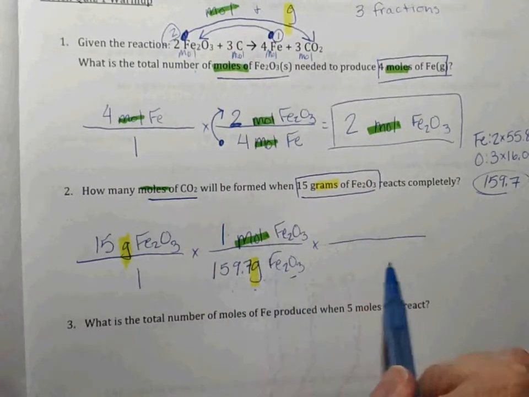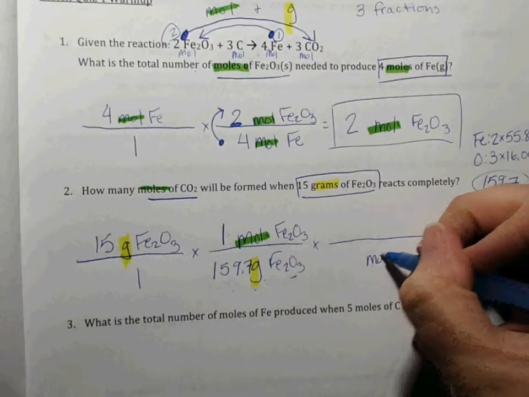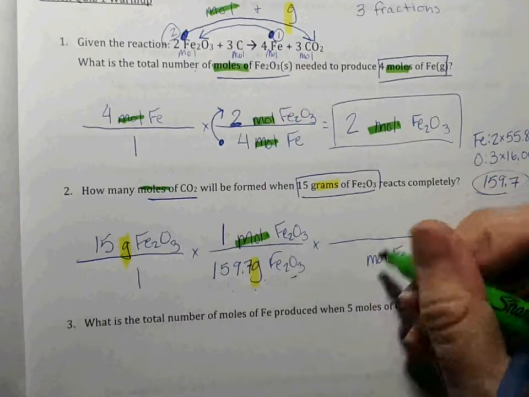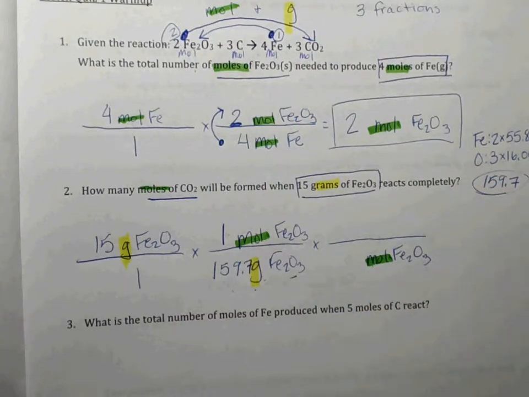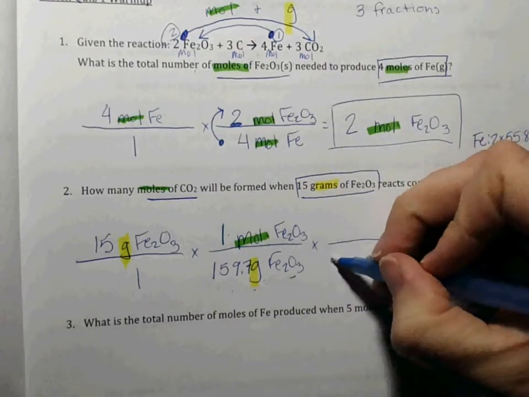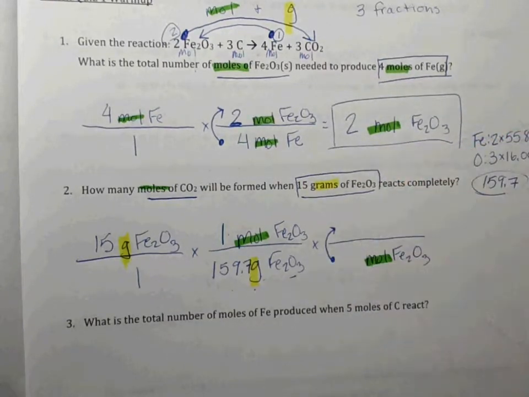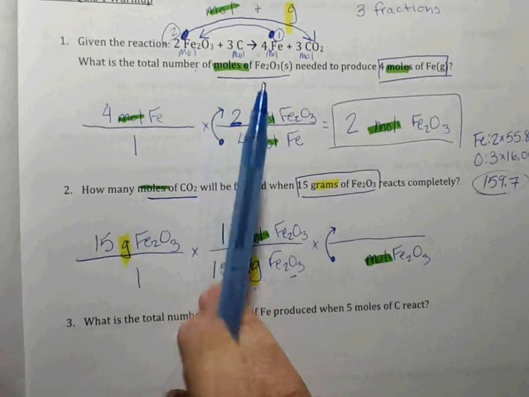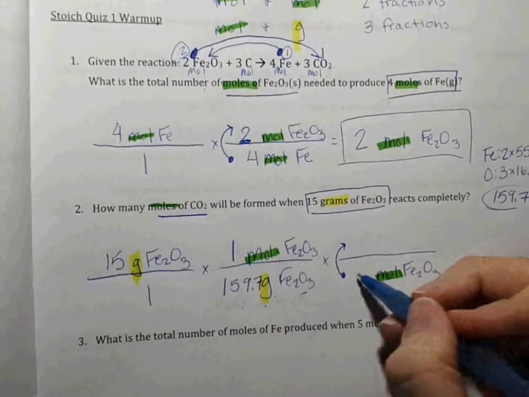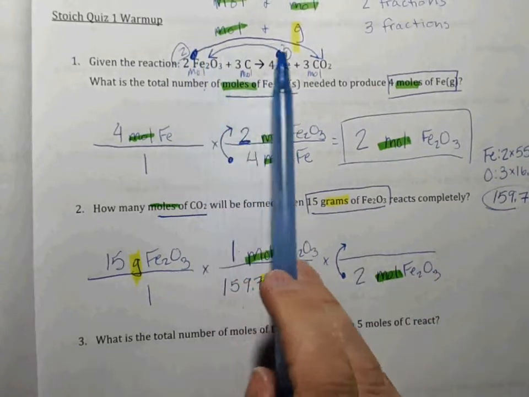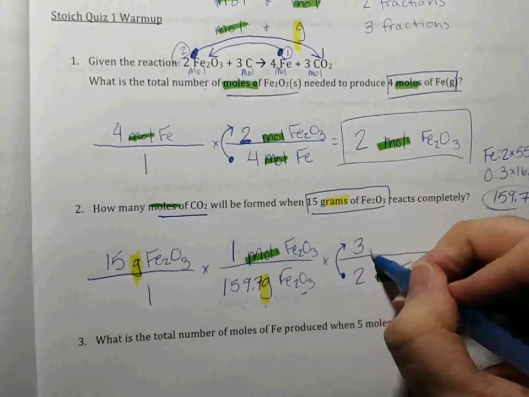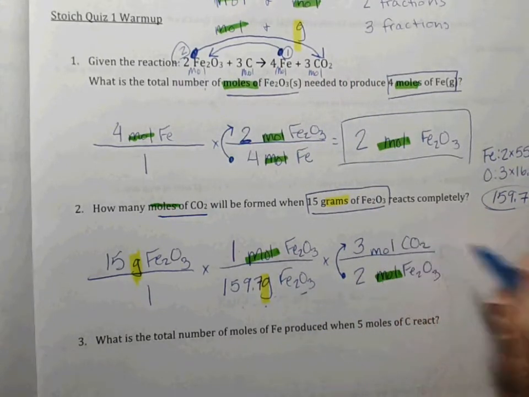Then we know that what goes up must come down, so moles of Fe2O3 will move down to the bottom of the next fraction. Now, when I have moles on the bottom, I'm ready to use my bridge. Once you have moles on the bottom, you're ready to use your bridge. So I go look at my bridge, and it has me looking at 2 moles of Fe2O3, so I'm going to put a 2 here. If I cross the bridge, it's pointing at 3 moles of CO2, so I'm going to put 3 moles of CO2 here.